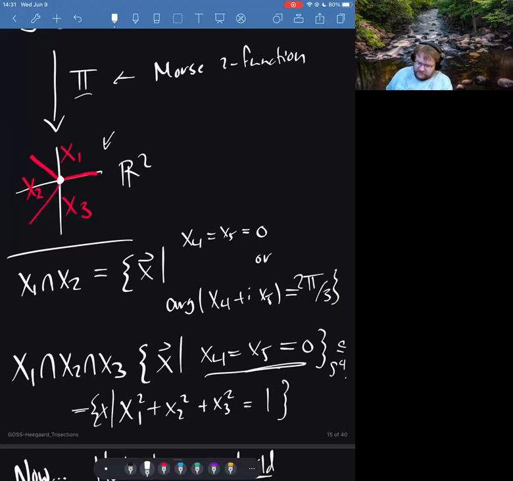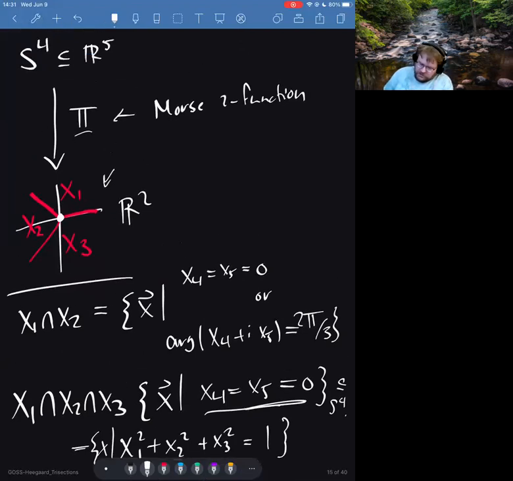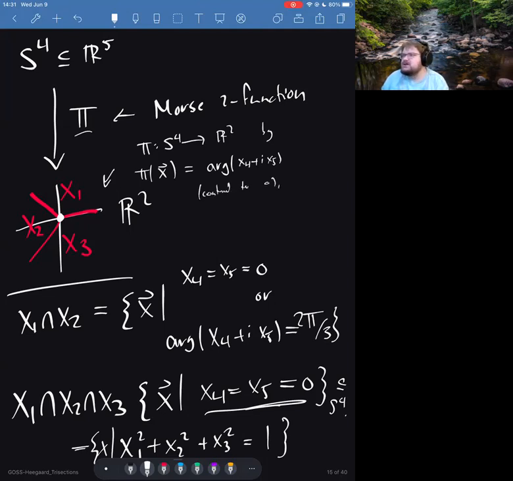But we can view this exactly the same way as before. So we can just define pi from S4 to R2 by pi of x, which is equal to the argument of x4 plus ix5, and then continued to 0. So this is a continuous function viewed to the disk.